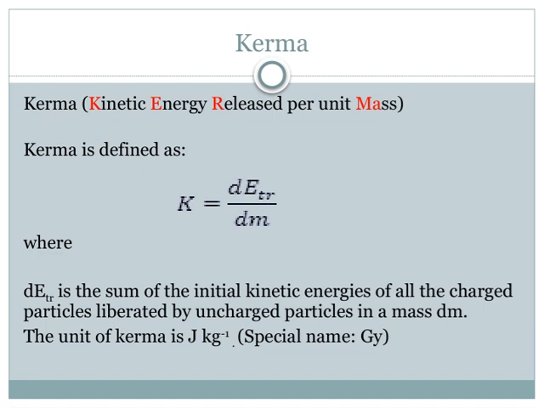This means that when an uncharged particle, like a neutron, interacts with matter, it can produce charged particles such as electrons or protons, and the energy these particles carry away is what we're quantifying with KERMA. The unit for KERMA is joules per kilogram, which is also called a gray. The gray is a key measure in radiation physics because it tells us how much energy is deposited in a material, which is crucial for understanding dose and potential biological effects.